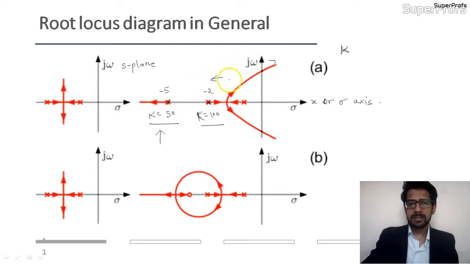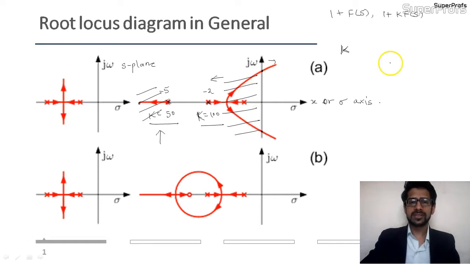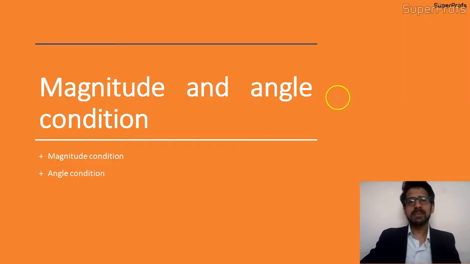So this part which you can see here is closer to the j omega axis than this part, and hence when the system is around this part, it is more stable, and when the system is near the j omega axis, it is relatively less stable. This is the total analysis that you can do with a root locus diagram once you draw a root locus. So next up is the magnitude and angle conditions.